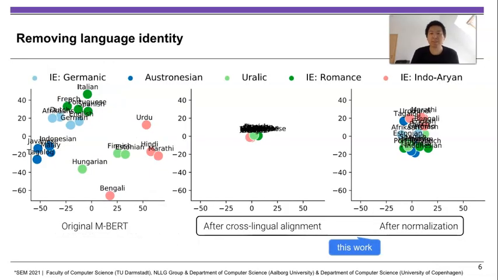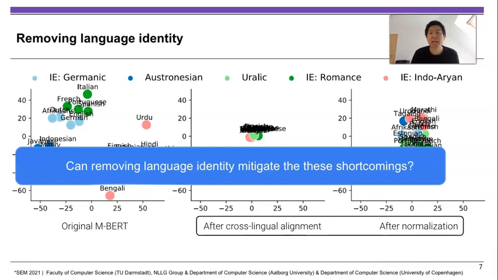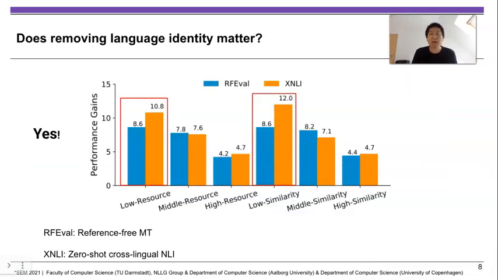In this work, we investigate two solutions: cross-lingual alignment and normalizations. And we found both solutions are quite helpful in terms of removing language identities, because language representations tend to be centered at the origin in a shared vector space. But we have to ask the question: does removing language identities really help? Which means, is it able to improve cross-lingual transfer for lower resource languages and for languages that are dissimilar to English? Our answer is yes.